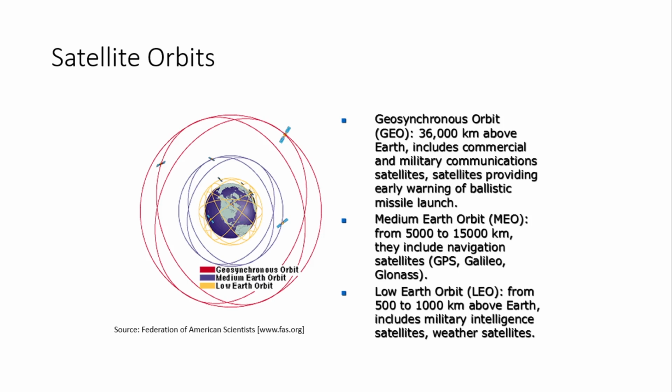Satellite orbit. Geosynchronous orbit, 36,000 km above Earth, includes commercial and military communication. Satellites provide early warning of ballistic missile launching. Medium Earth orbit, that is MEO, from 5,000 to 15,000 km. They include navigation satellites GPS, Galileo, GLONASS. Low Earth orbit, that is LEO, from 500 to 1000 km above the Earth, includes military intelligence satellites and weather satellites.